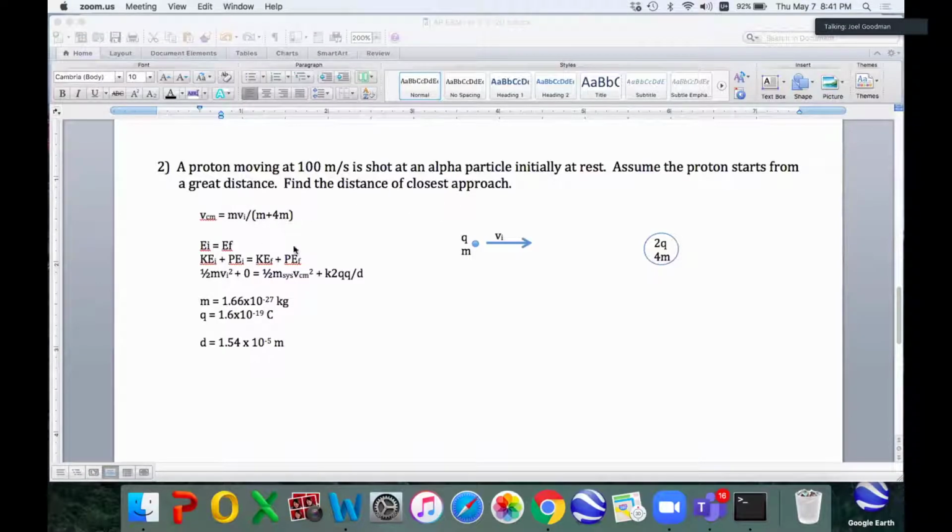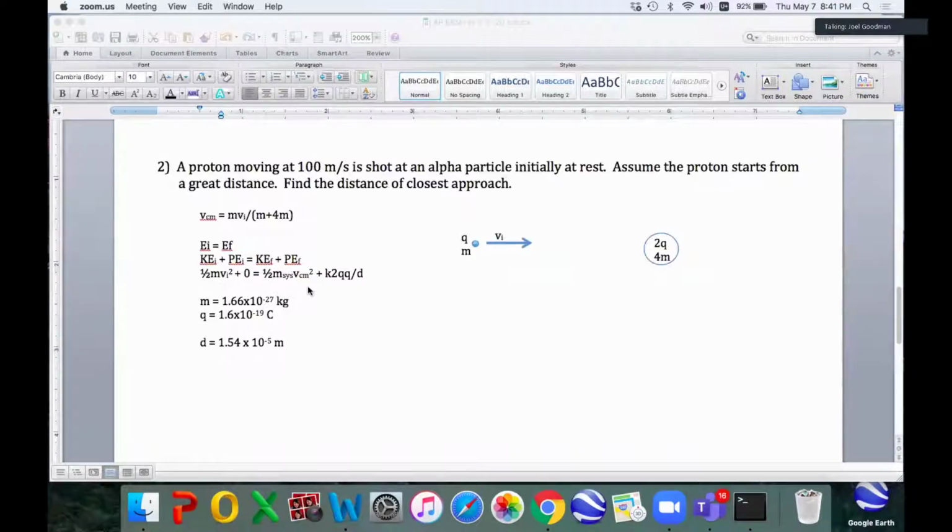So I did it just like we would with the carts colliding and having an elastic collision. I'm just saying, if there was a spring in here, but instead of a spring, we've got the potential energy. I'm sorry, I didn't say that this thing is free to move. I should have said that. So I calculated the center of mass velocity, and then again, initial energy goes to final energy. The kinetic energy initial is the 1/2 mv squared. The potential energy initial, in this case, I'm saying is 0 because it says assume the proton starts from a great distance. If it's starting really far away, we'll assume the potential energy is 0.